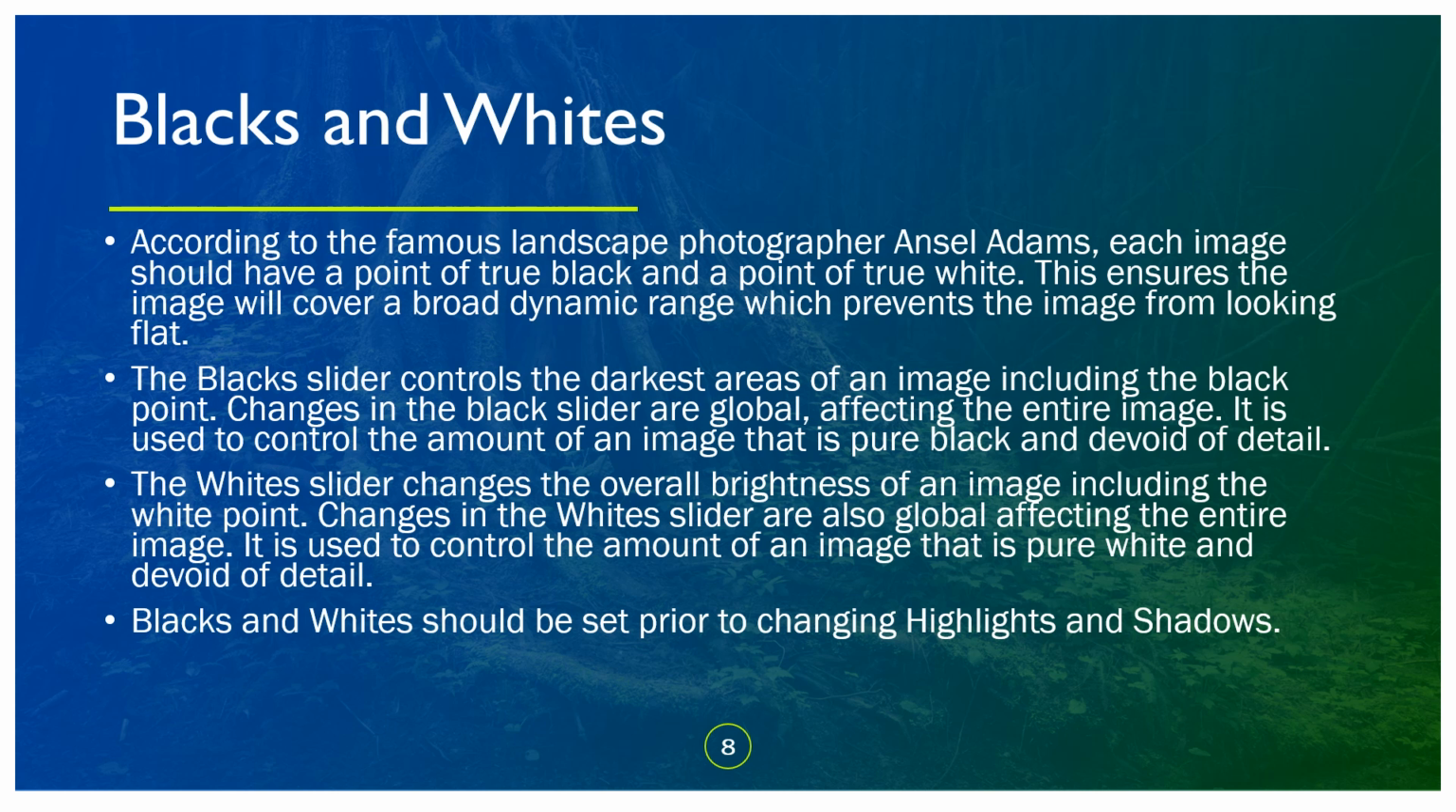The white slider changes the overall brightness of an image, including the white point. Changes in the white slider are also global, affecting the entire image. It is used to control the amount of an image that is pure white and devoid of detail. Blacks and whites should be set prior to changing highlights and shadows.